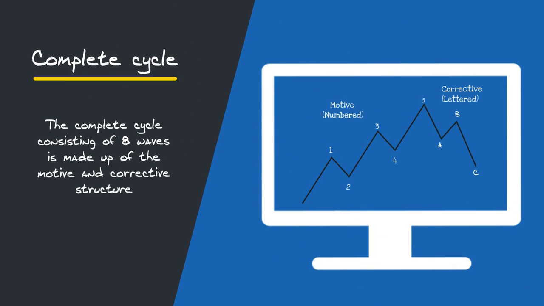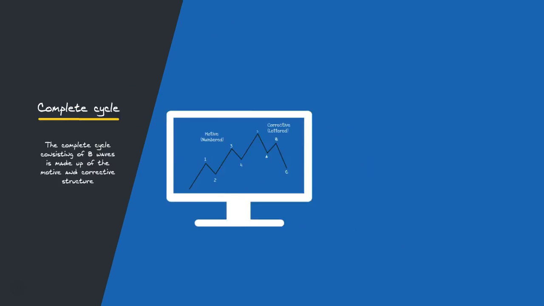The complete cycle consisting of 8 waves is made up of the impulsive 5-wave structure and the corrective 3-wave structure. The impulsive 5-wave structure is called the numbered phase and the corrective 3-wave structure is called the lettered phase. In a rising market, the impulsive wave moves with the predominant uptrend. The corrective wave moves against the predominant uptrend.